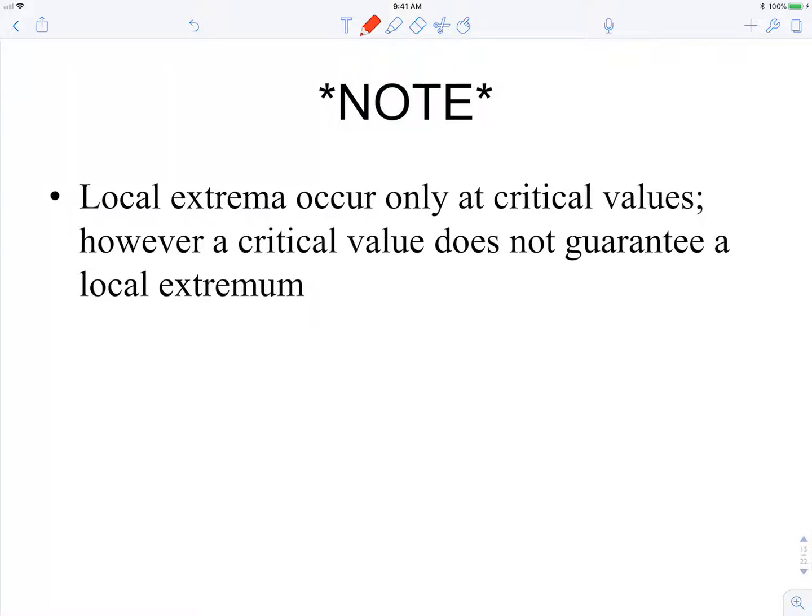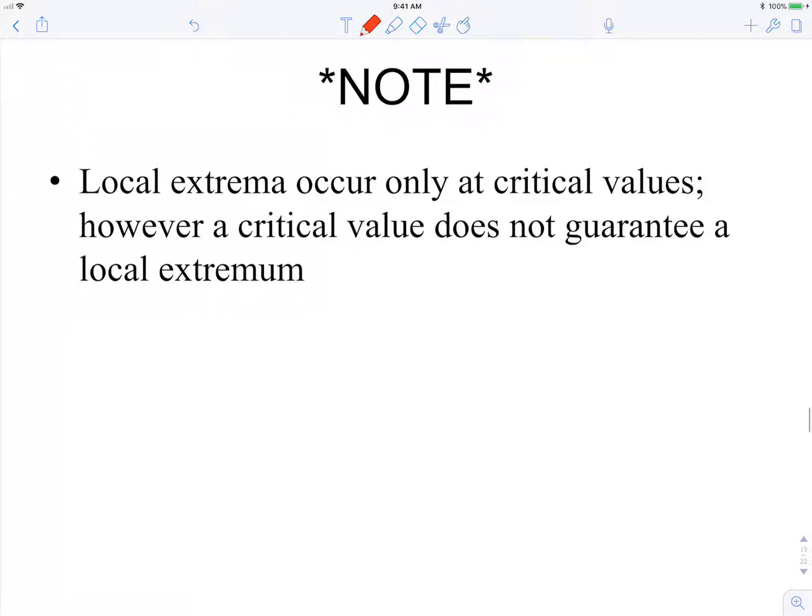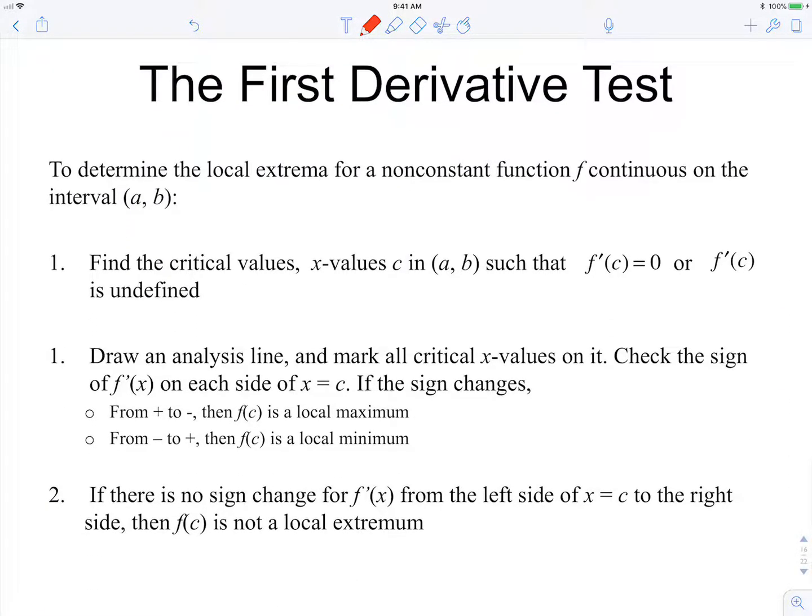Okay, so just a side note, local extrema occur only at critical values. However, a critical value does not guarantee a local extremum. We're going to be using the first derivative test to help us locate local extrema. We've already been doing this, kind of, although we haven't actually identified the local extrema as we've gone. So we're going to find the critical values first, and then create an analysis line like we were doing, and test to see where there are sign changes in the derivative of the function, right? So where the function goes from increasing to decreasing or decreasing to increasing.